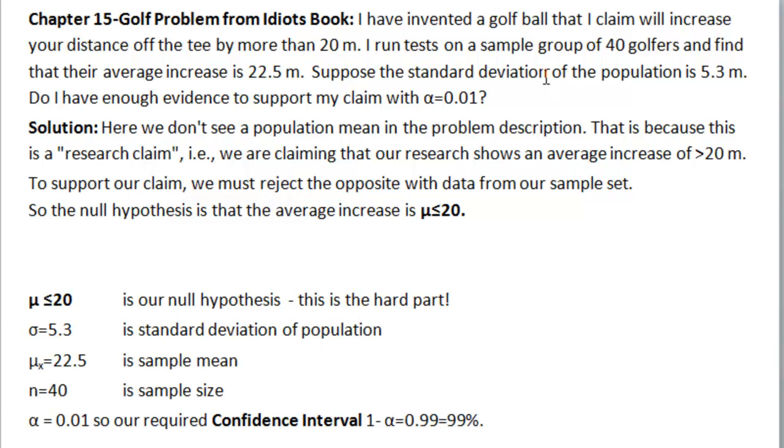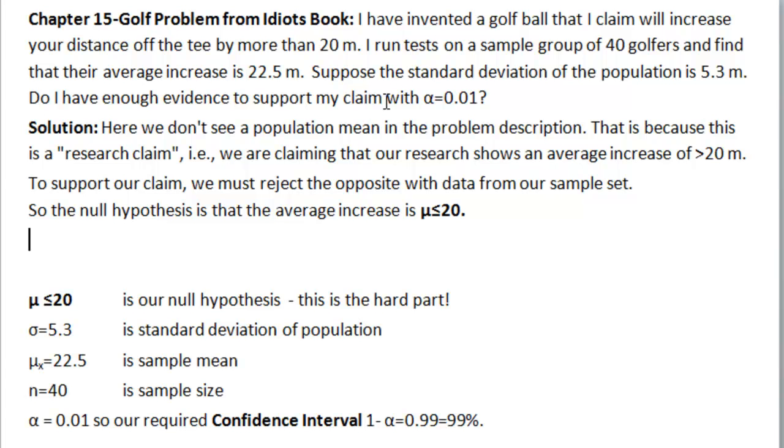We're given the standard deviation, so that's sigma equals 5.3. We're given the sample mean, which is 22.5 meters. And we're given our significance level alpha is 0.01. So our confidence level, 1 minus alpha, is 99%. If we can reject our null hypothesis, then we have evidence to support our claim.